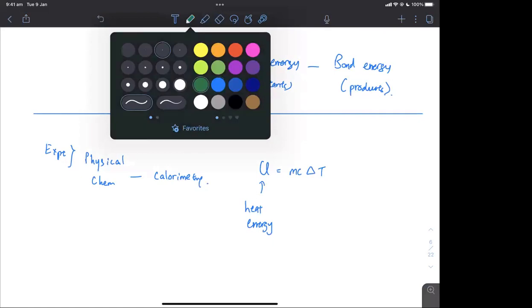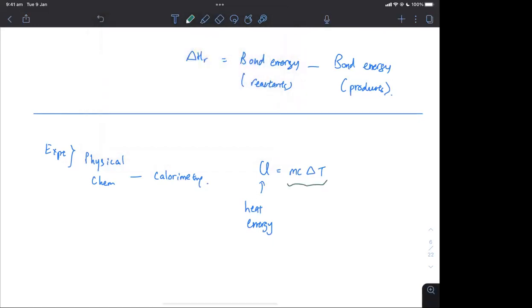And whenever you do Q equals mc delta T, always think about this of the surrounding. So earlier at the very beginning, I focused on surrounding versus system. This is for the surrounding. This is for the water. So it is for the water, which is why everything that you have in here must be of the water and not the solid.